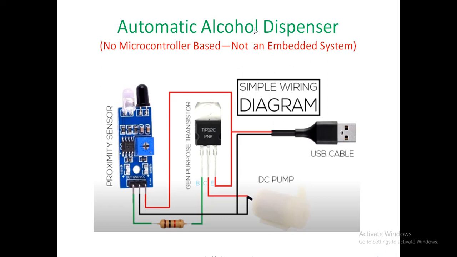This is also an automatic alcohol dispenser. Here we are not using any microprocessor or microcontroller. Just with the help of a transistor, some proximity sensor, and some DC motor, powering up all three, you can make an automatic alcohol dispenser.